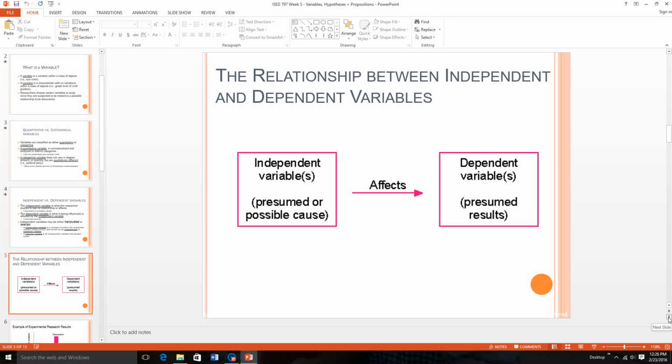This slide shows the relationship between independent and dependent variables. Again, the independent variable is the presumed or possible cause, and the dependent is the presumed result or outcome. And the relationship is typically one in which the researcher manipulates the independent variable to see the effect that it has, or the presumed effect it has, on the dependent variable.